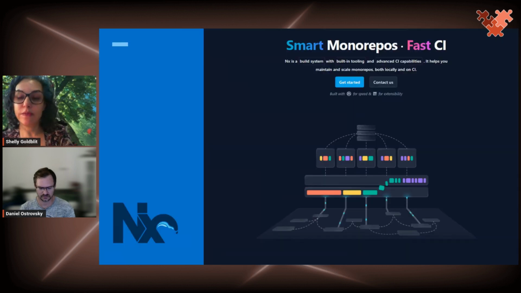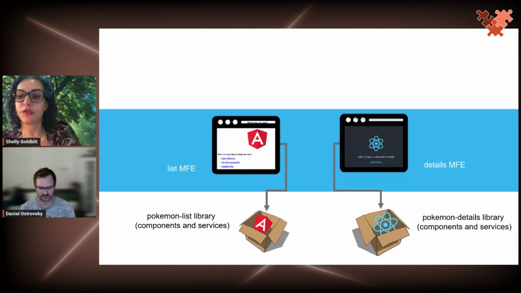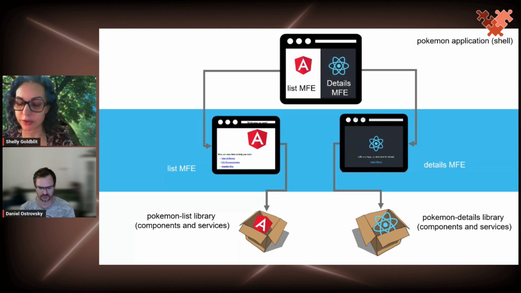All of our code resides in a single monorepo managed by NX. NX is a powerful open source build system that provides tools and techniques for enhancing developer productivity, optimizing the CI performance, and maintaining code quality. We have libraries implementing components and services. We have 2 MFEs, we have an application for each MFE, and we have a shell application.